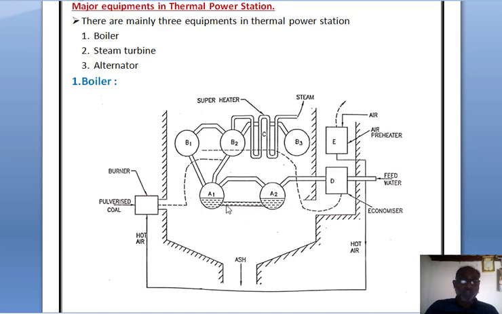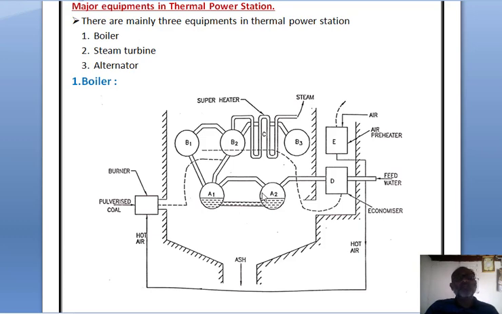First, fire tube boiler. That means in this type of boiler, flue gases are passed through the tubes and the water is available around these pipes. Second, water tube boiler, in which the water is circulated in the pipes and the flue gases are around it.